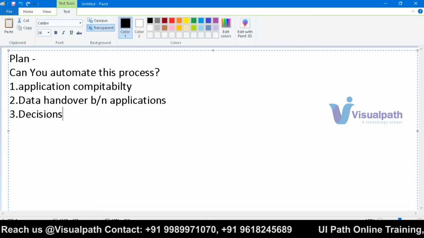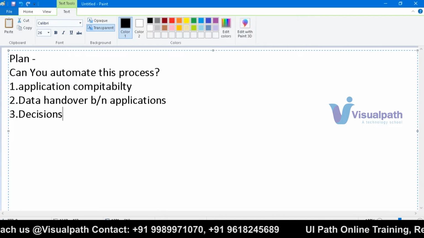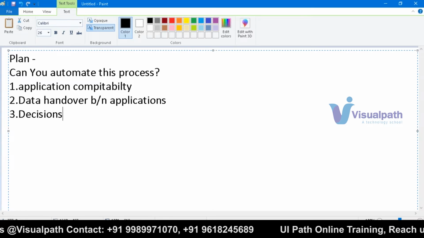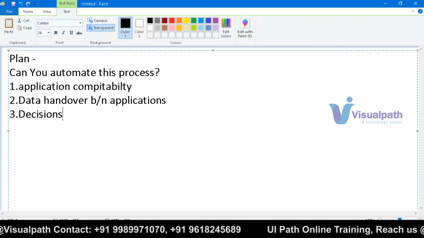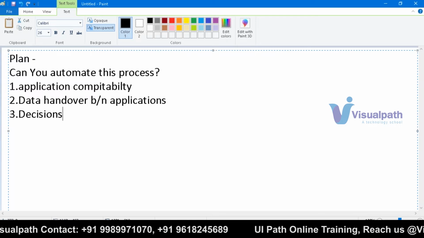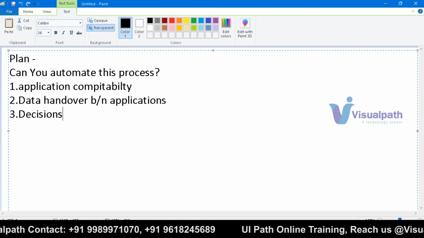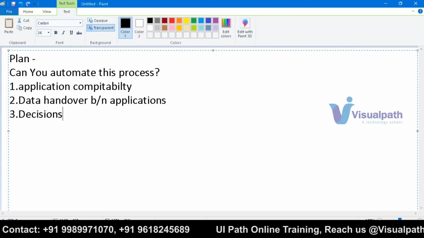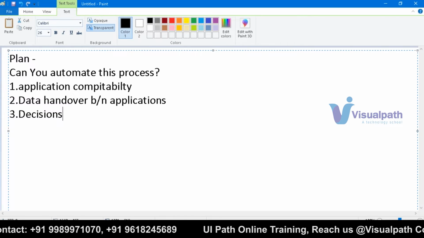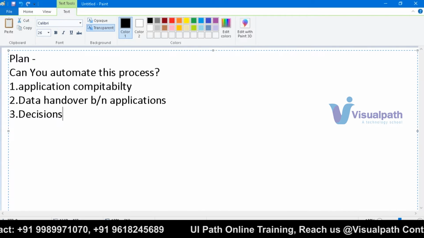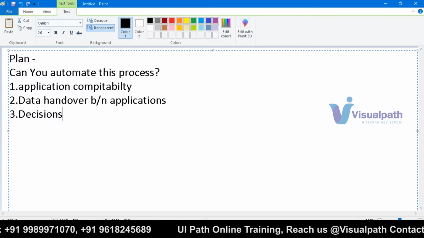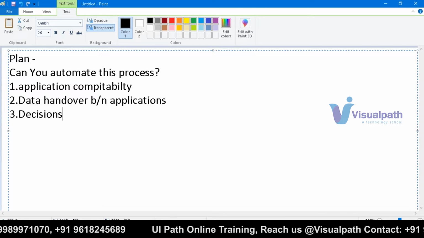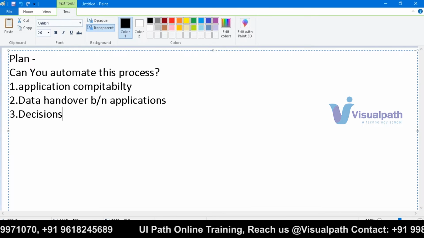Third is, what kind of decisions are there? Binary decisions, meaning a simple true or false? Or are there complex decisions involved? Binary is all about true or false: if it is this, do this; if that, do that, like if-else. Complex decisions are where more than one kind of condition is involved, and that is hard to code into your bot.